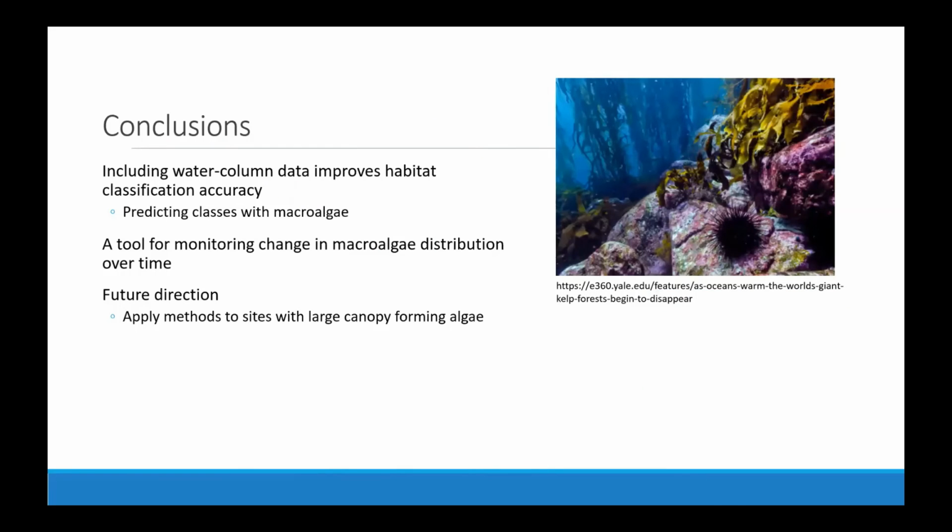So conclusions: including water column data improves habitat classification accuracy when you're predicting classes with macroalgae. And it could be a tool for monitoring change in macroalgae distribution over time. Future directions from this project were to apply methods to a site with a larger canopy forming algae. Unfortunately, we didn't have a data set available to do that. But that was something I was keen on doing.